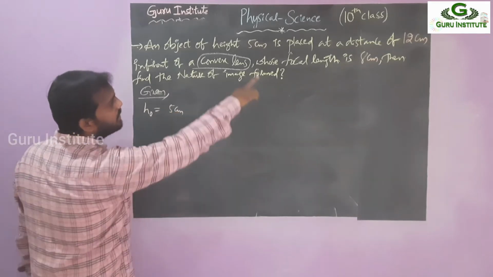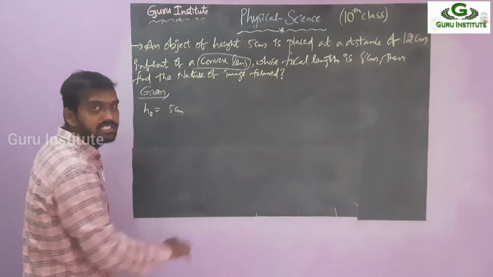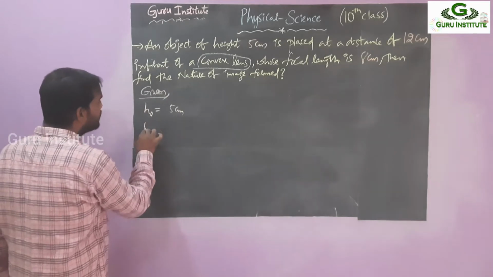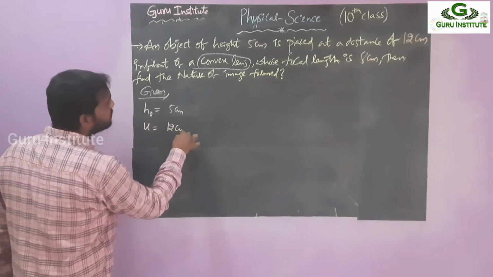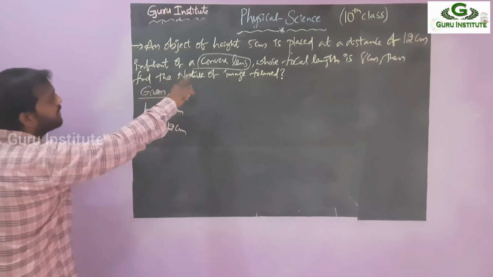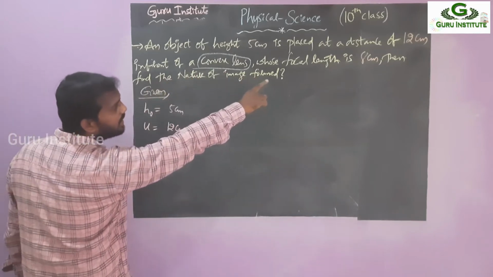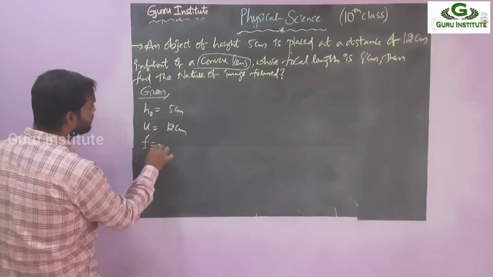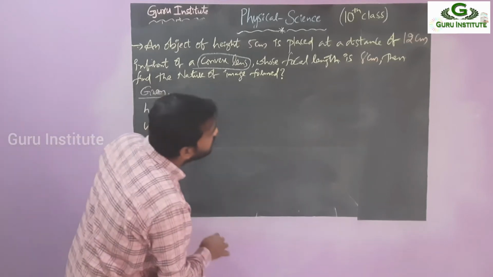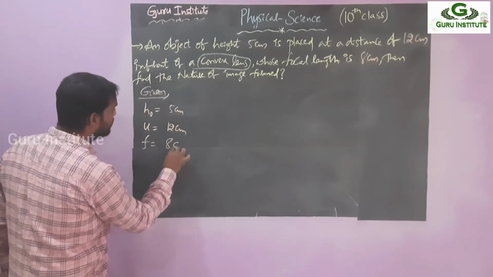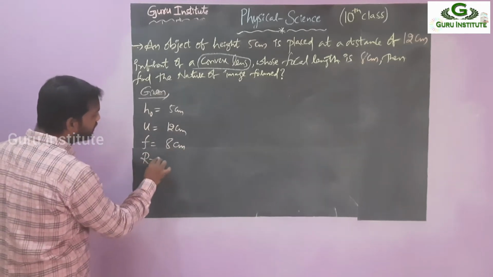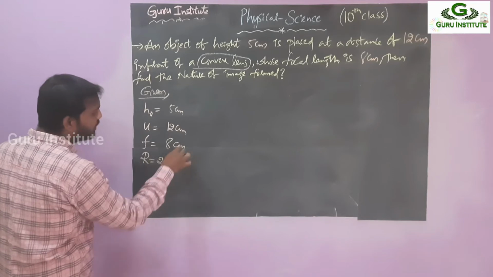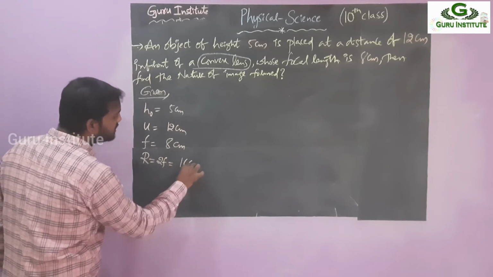Next, placed at a distance of 12 centimeter. Object distance is u, and u is 12 centimeter. Next, in front of a convex lens, the focal length is 8 centimeter. If you know the focal length, we can take the R value. R is nothing but 2f, 2 times 8 is 16. So 16 centimeter.